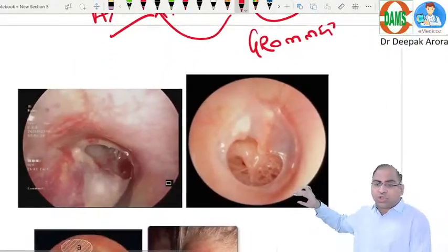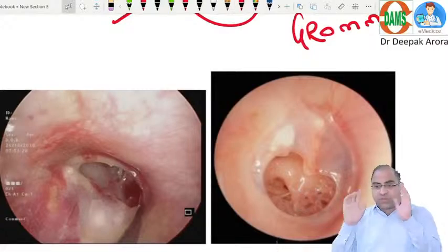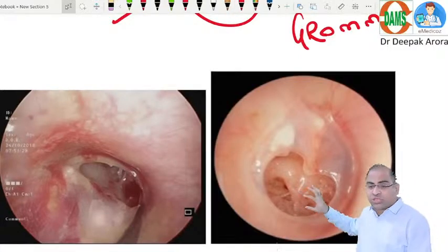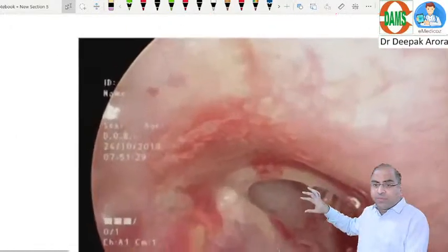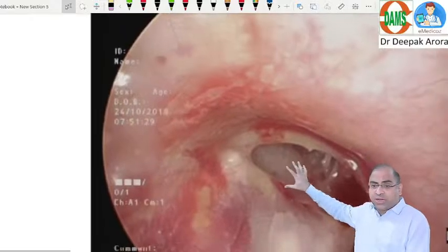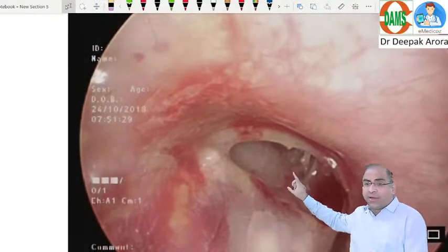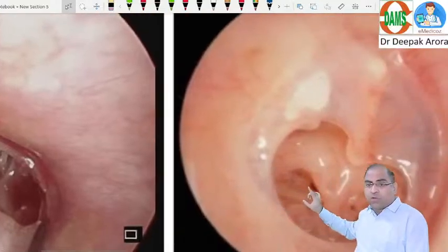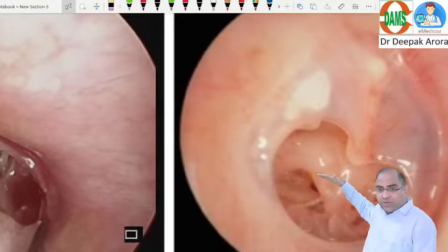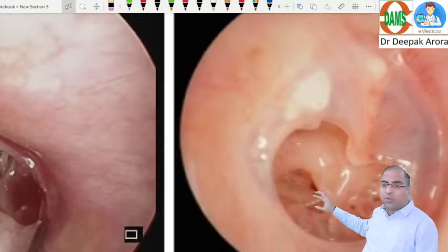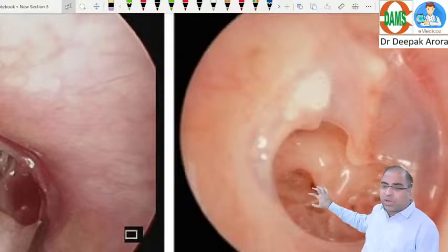Examiner can show you this type of slide, beta. Just try to learn. Foul smelling discharge, blood stained discharge, and there is disease in the upper part, we call it atticoantral. And if there is no foul smelling, profuse discharge, and the disease in the lower part, it is known as tubotympanic, safe ear.